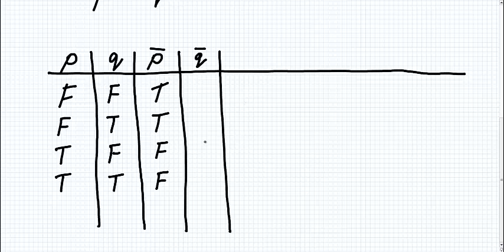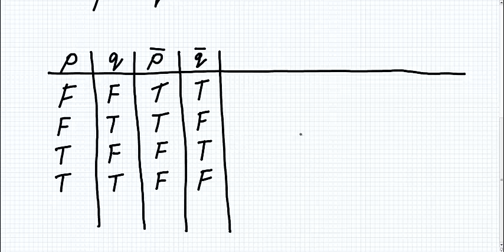Okay, so to populate the not Q column, let's have a look at the Q truth value. So in the first case, Q is false, so not Q will be true. The second row, we have Q being true, so not Q will be false. For the third one, we have Q being false, so not Q will be true. And finally, we have Q containing a truth value of true, which means not Q will be false.